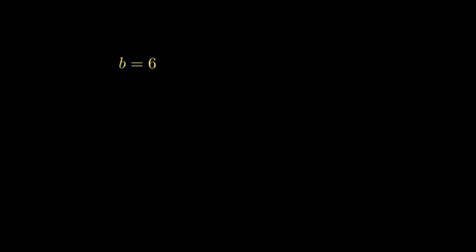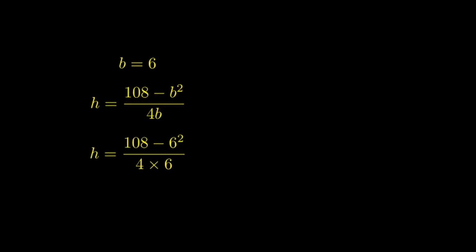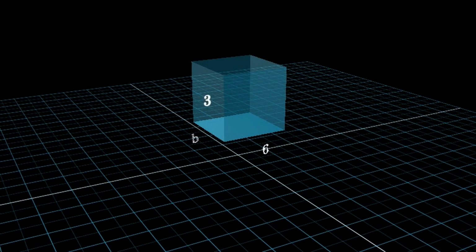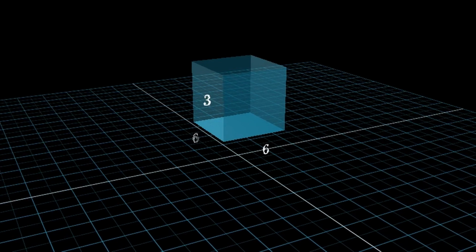Now let's go back to the height equation and calculate the height. The height is 3 inches. Therefore, in order to maximize the volume, the dimensions have to be 6 times 6 times 3 inches.